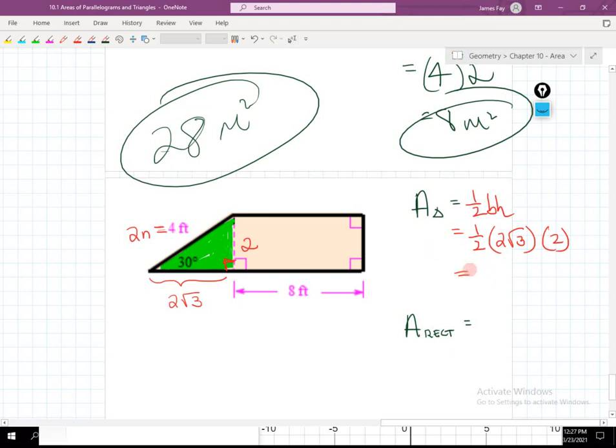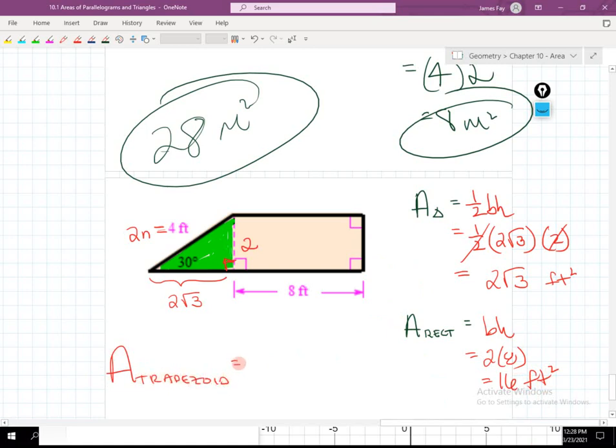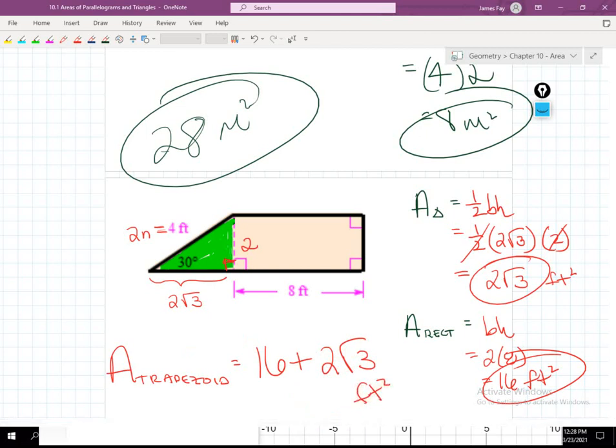So we should be able to multiply that stuff out and get 2 radical 3 square feet for the green triangle. What's the area of the rectangle? 16 square feet, right? How do I write the area of the trapezoid? What do we do with those two things? You add them. So 16 plus 2 radical 3 square feet.